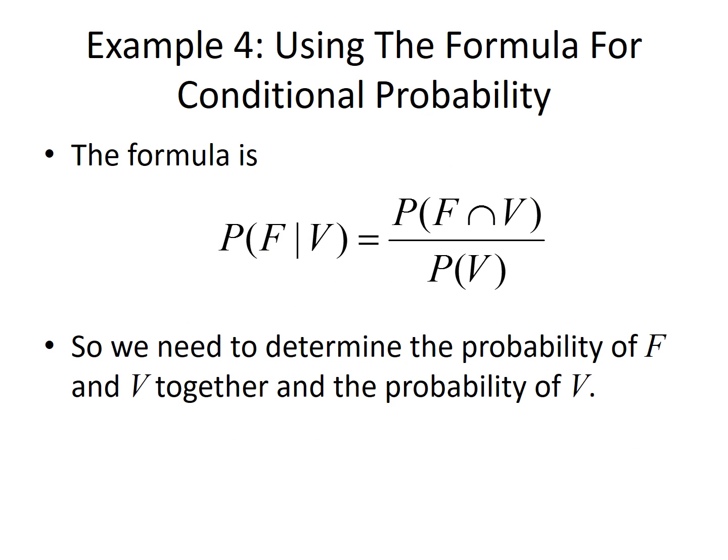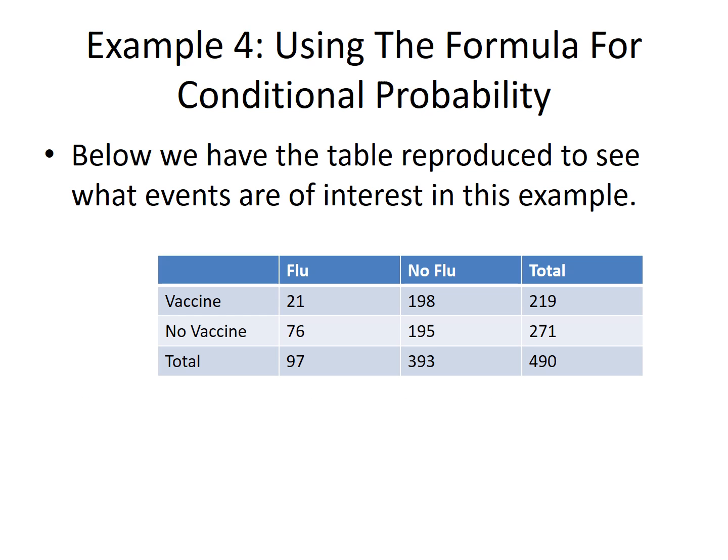The formula is the probability of contracting the flu given that you received the vaccine can be computed as the probability of the event contracting the flu and receiving the vaccine occurring divided by the probability of getting a vaccine. So we need to determine the probability of F and V together and the probability of V. Now remember, F is contracting the flu, V is receiving a vaccine. Below we have the table reproduced to see what events are of interest in this example.